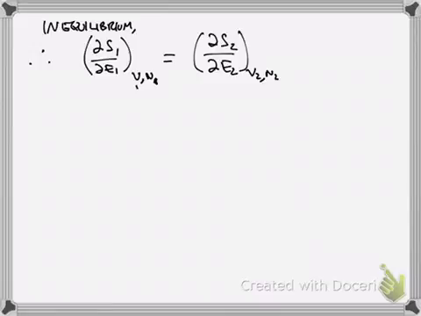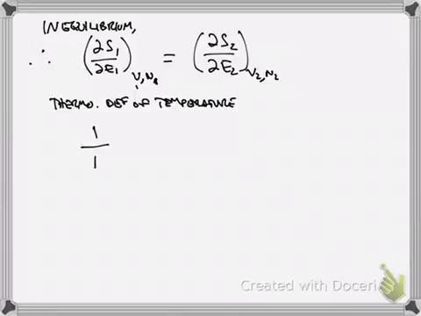In order to make sure that things actually flow in the right direction, it turns out that we define the thermodynamic definition of temperature as: 1 over the temperature is defined as partial S, partial energy at constant volume and particle number. All right. Why 1 over T? Well, it's worth thinking about.